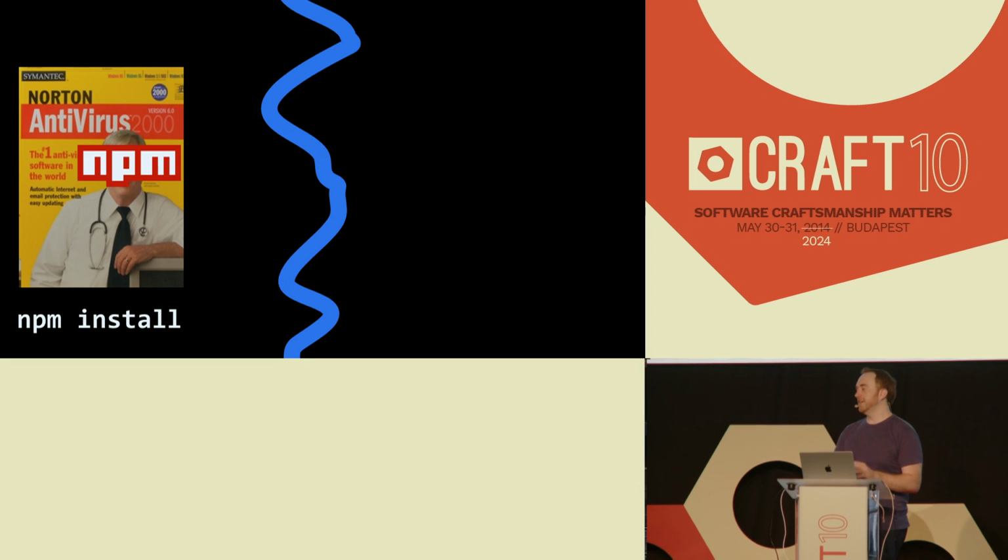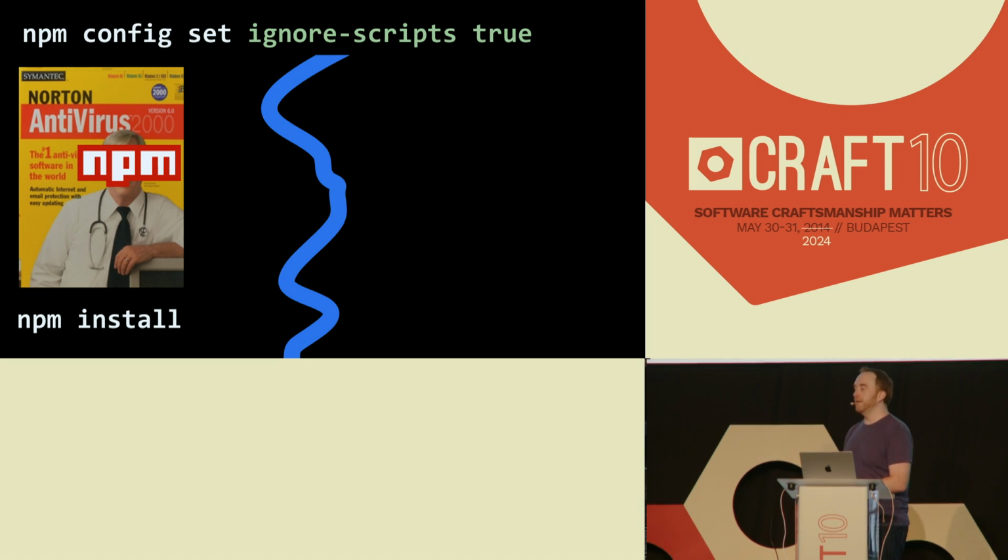So there is, fortunately, a much better solution than Norton antivirus for npm, which is if you run npm config set ignore-scripts true, which is something that I always try to run as soon as possible after installing npm on a new machine. This changes that default and says that by default, now whenever you run npm install or install any package, it's going to not run the pre-install and post-install scripts.